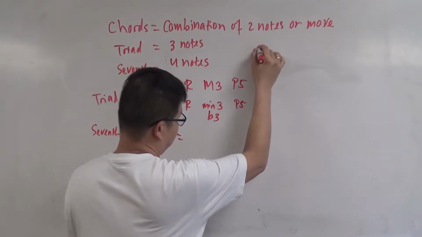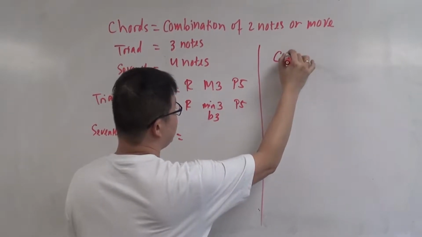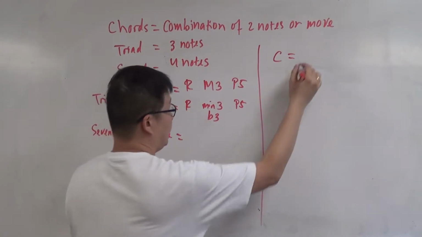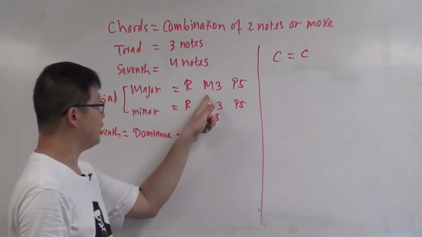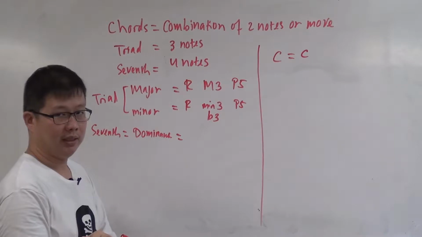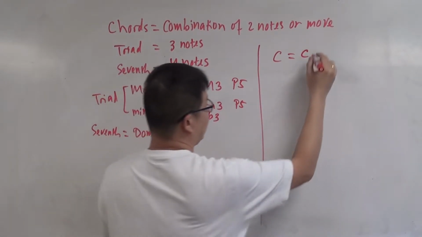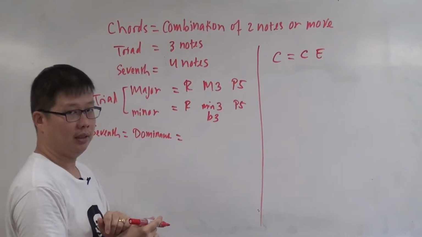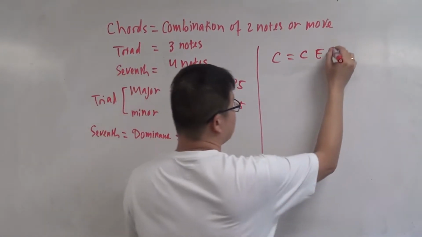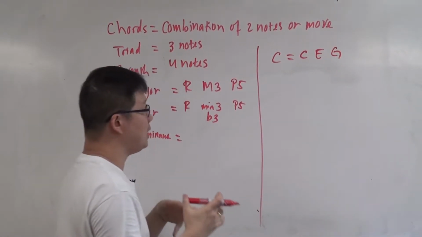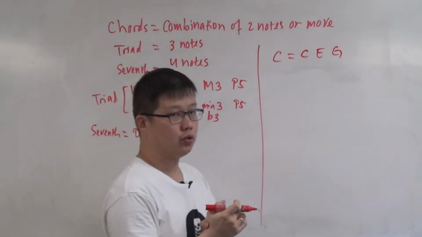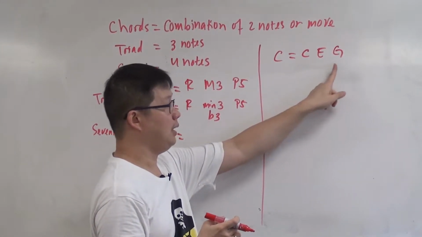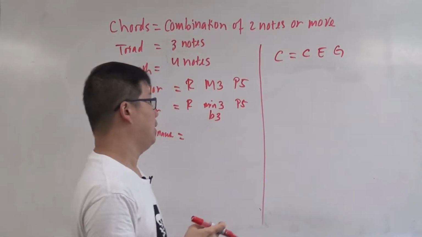Let's say C major triad. What is the root? C. What is the major third from C? It's E, right? Now, what is the perfect fifth from C? It's G. So, in order for you to build a C major triad, what are the notes you need to press? There are three: C, E, and G.